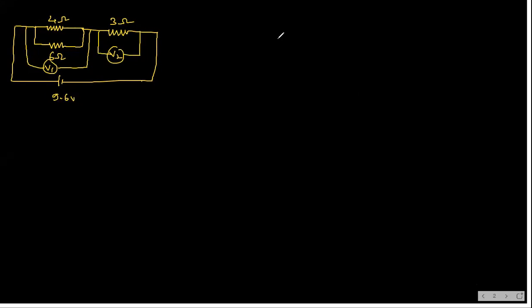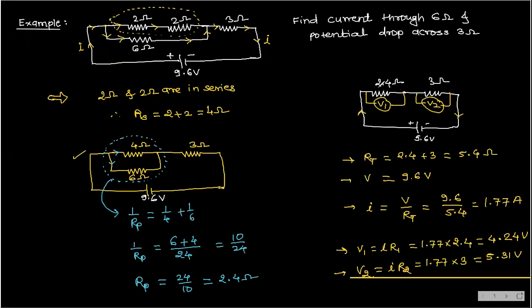Yes, sir. Because see, this 4 and 6, we found the resultant and we wrote 2.4. Across 2.4, how much potential drop? That is the same across these two, no? Can you repeat? Yes. See, this was the circuit. So these two were in series, so 2 plus 2, 4 we wrote here. And this is 6. Again, we just found the resultant resistance and we got 2.4.